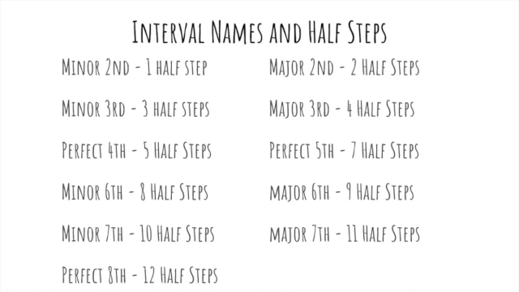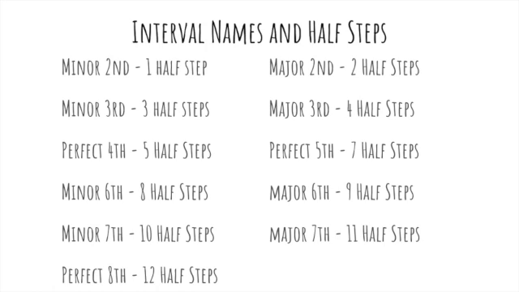So here are all of your intervals, minor second all the way through perfect 8 or perfect octave. So this moves up by 1 every single time. Minor second has 1 half step, major second has 2. It's the same until we get to perfect 4th and perfect 5th.